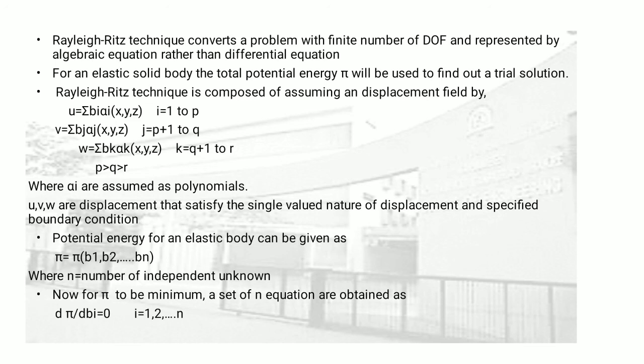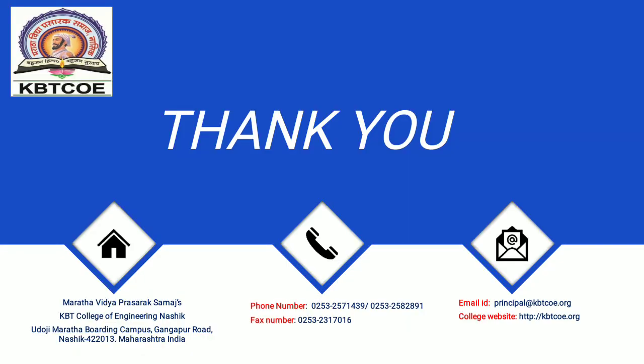The potential energy for the elastic body can be given as pi is equal to pi(b1, b2, up to bn). There are n independent unknowns in the system. Now, for pi to be a minimum, a set of n equations is obtained as d pi by d b_i is equal to 0, where i is equal to 1, 2, up to n. Thank you. This is all about the important approaches used in finite element analysis.